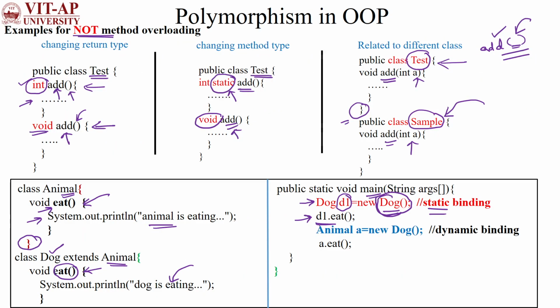So here this is calling the eat method, and this one is overriding the parent method. The second one is where we are creating a dynamic binding variable. Here the dog constructor is used to create an object with respect to the animal class, the parent class, so this is called dynamic binding. Here this variable is calling the eat method.